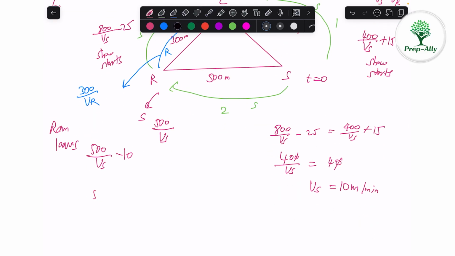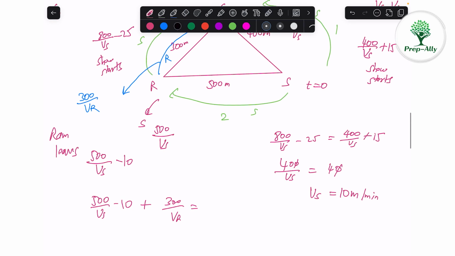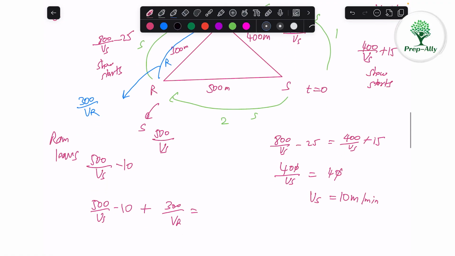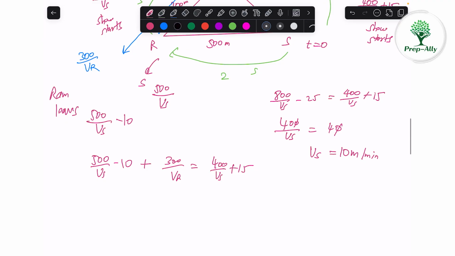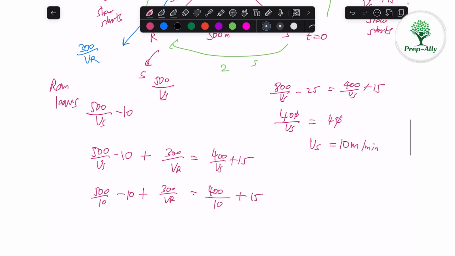So the time in the clock was 500 by Vs minus 10, plus Ram will take 300 by Vr time, obviously, and he will reach the show at the correct time, which is actually 400 by Vs plus 50. The show starts at this time. So we can just keep Vs as 10 now. So 500 by 10 minus 10 plus 300 by Vr is equal to 400 by 10 plus 15.